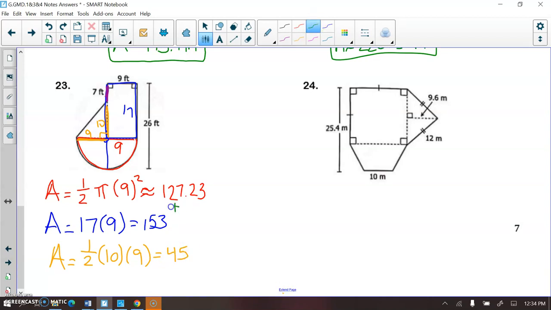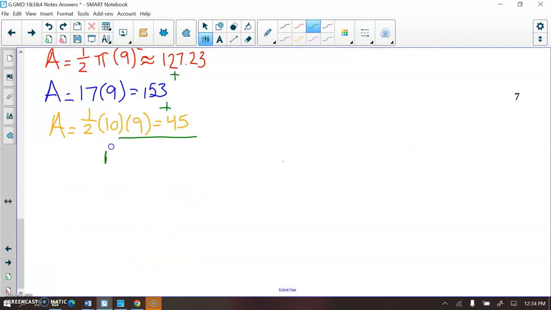So then to find the total area, I'm going to add up all 3 of these areas. And my area is going to be an approximate because I had to round the semicircle. But when I add all 3 of these up, I wind up with 325.23 feet squared.